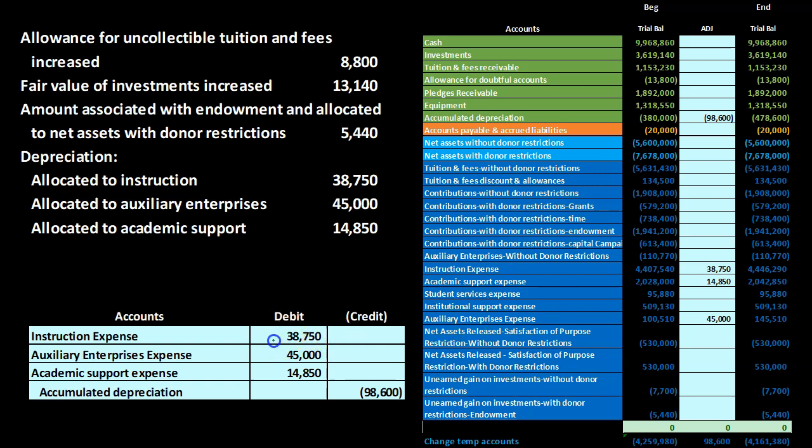We're going to say that the instruction expense, auxiliary expense, and accumulated depreciation are going to go up with the proportion of the depreciation expense we are allocating to them. So here are those increases with the instruction expense, the academic support, and the auxiliary expenses, increasing those amounts. The credit then going to accumulated depreciation. Here's accumulated depreciation, has a credit balance in it. It's going up in the credit direction to this credit balance. That increase, of course, will be decreasing the book value. So the book value being the difference between the cost and accumulated depreciation.